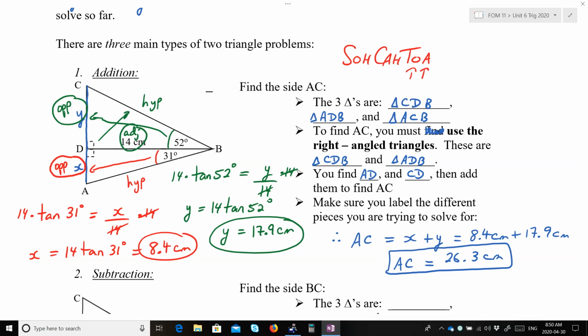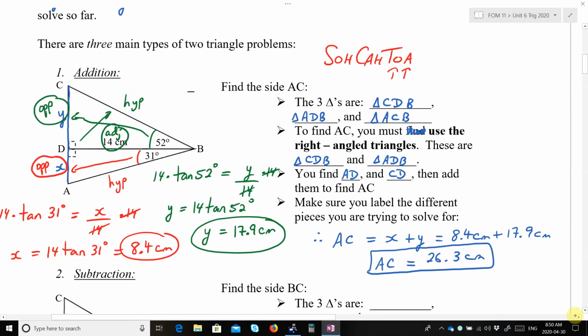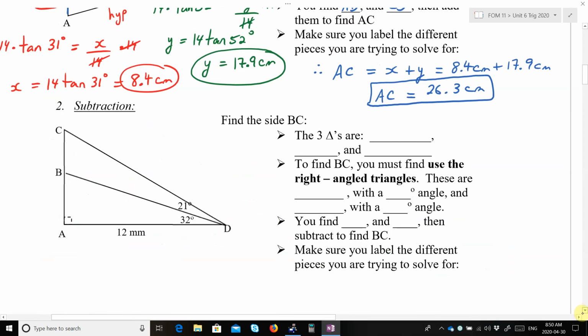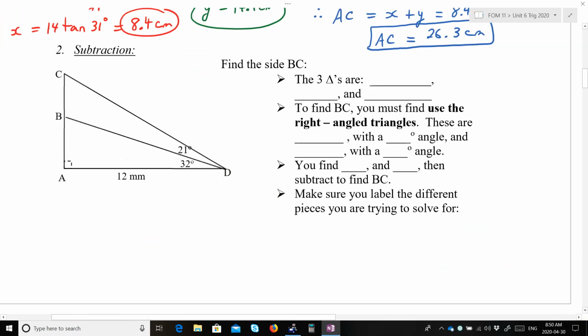Okay, and so that is an example of an addition type question. Number 2 is subtraction, and it says find the side BC. So it wants us to find that little side right there.